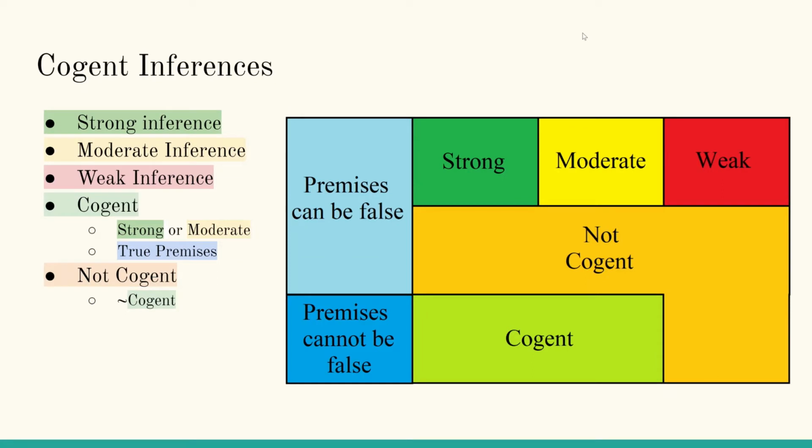Cogent arguments are not weak and have true premises, while not cogent arguments are either weak or have false premises.